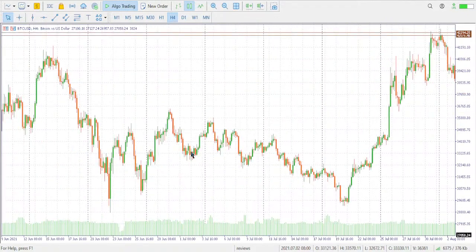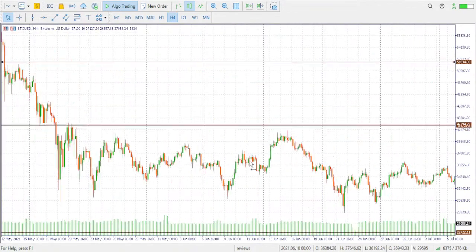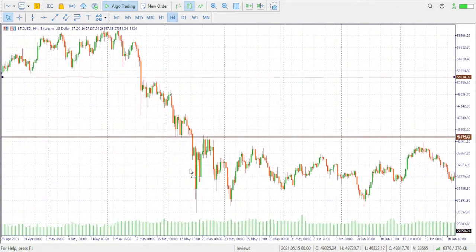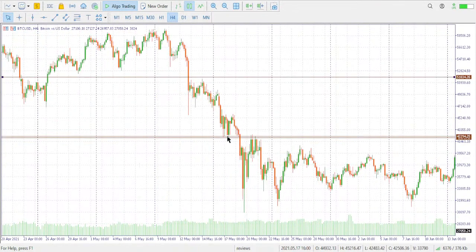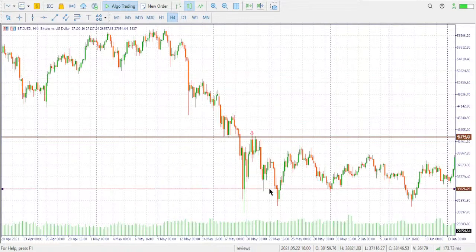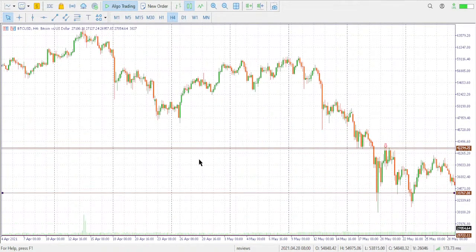Let's get another example. This is another one where we had a support. There is a breakout. Then there is a perfect pullback. So this right here was the best place to look for a sell from. You can see that if you took the sell there, the price actually went down to your take profit, which is somewhere here.